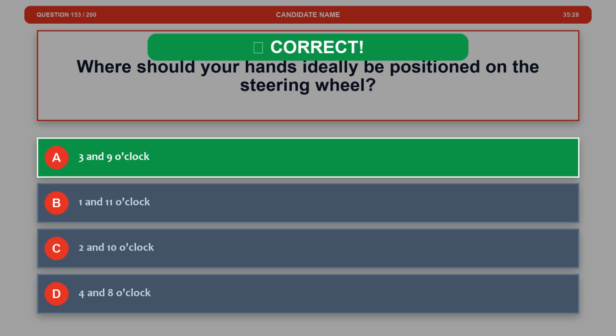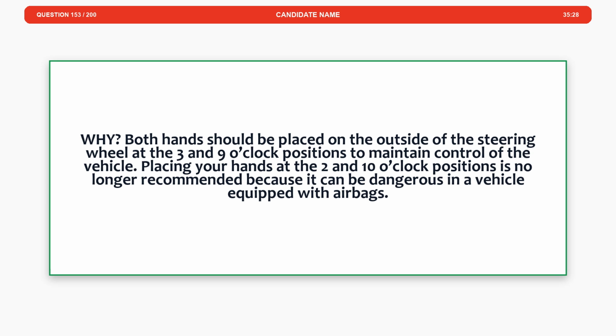The correct answer is option A, 3 and 9 o'clock. Explanation. Both hands should be placed on the outside of the steering wheel at the 3 and 9 o'clock positions to maintain control of the vehicle. Placing your hands at the 2 and 10 o'clock positions is no longer recommended because it can be dangerous in a vehicle equipped with airbags.